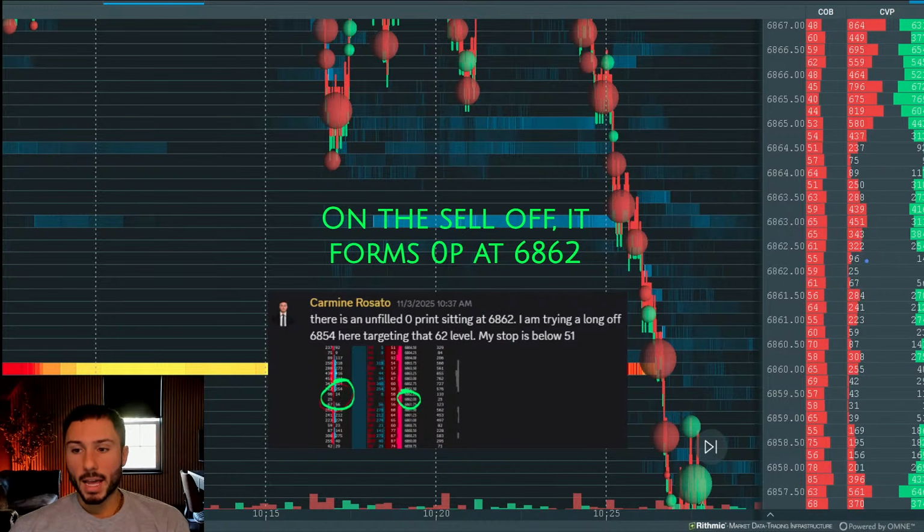What a zero print looks like is there's zero volume on one side of the market. We can see it at 68.62. And when this forms, the market has a very high likelihood of revisiting and gravitating back towards that.